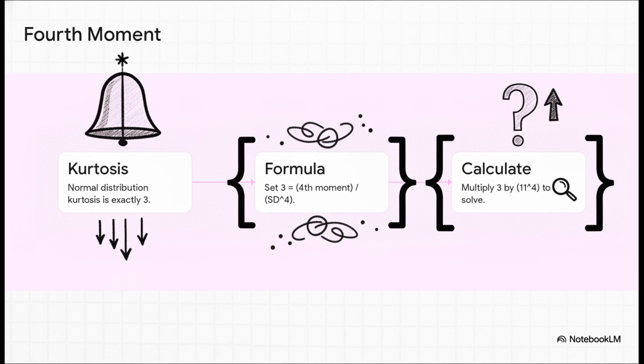A perfectly normal curve always has a kurtosis of exactly 3. Since kurtosis is just the fourth moment divided by the standard deviation to the fourth power, we just set the equation to 3, isolate our missing variable, and multiply 3 by 11 raised to the power of 4.